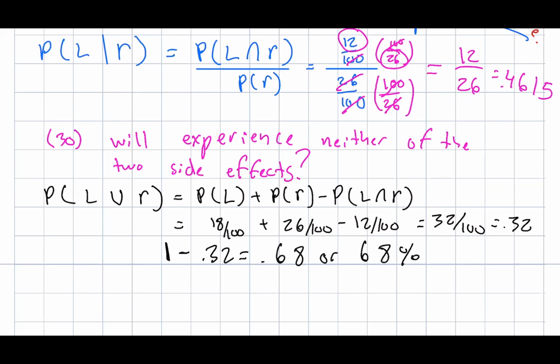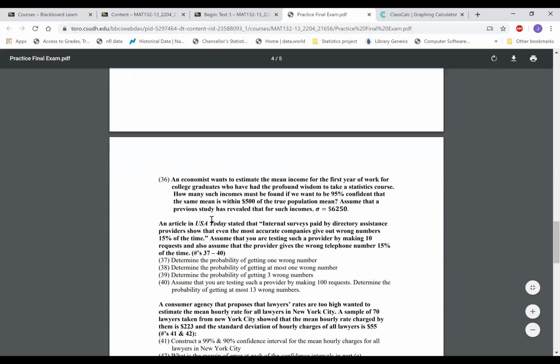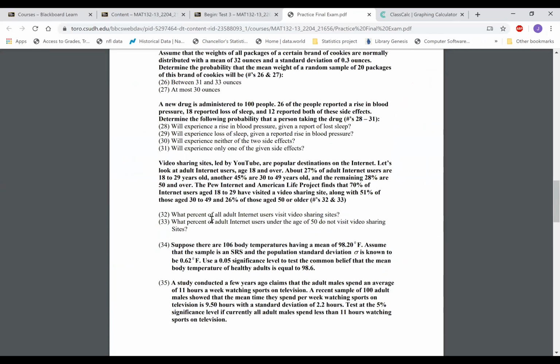All right, so which other question do you want me to go over? Let's do 31. Only one. So for this instead, we'll experience only one of the given side effects. Cool.